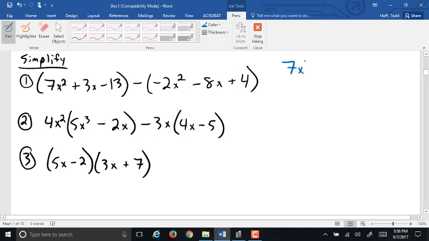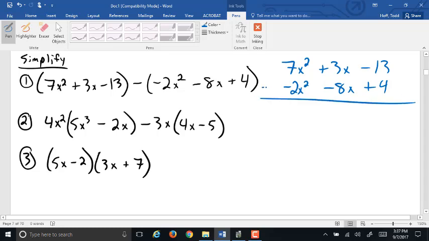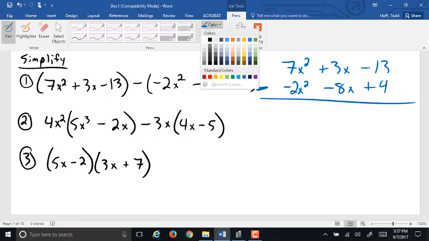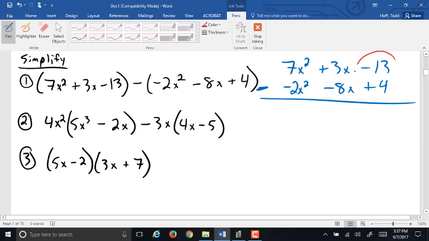I'm going to go ahead and set this up vertically, one above the other. So the x squareds under the x squareds, negative 8x under 3x, and the 4 ones under the negative 13 ones. And we are subtracting. So negative 13 minus 4 is a negative 17.